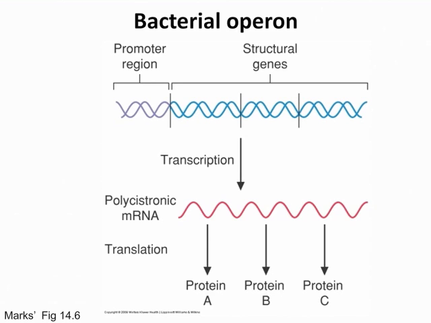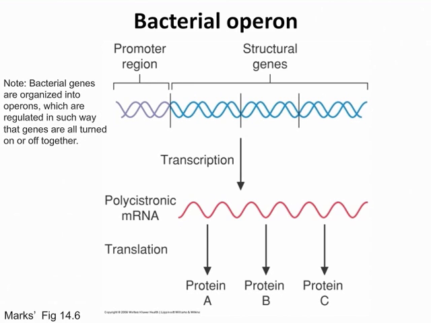So bacterial genes are organized into operons. Operons are things that can have a single promoter region, so a single promoter, but it can encode for multiple proteins. So one promoter in a bacterial operon can encode for protein A, B, and C.